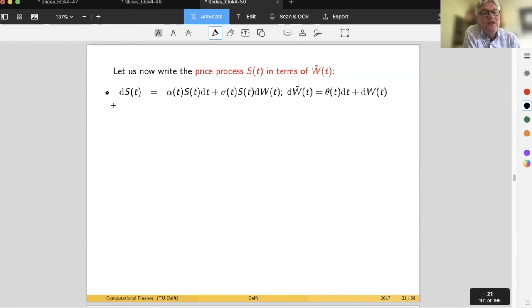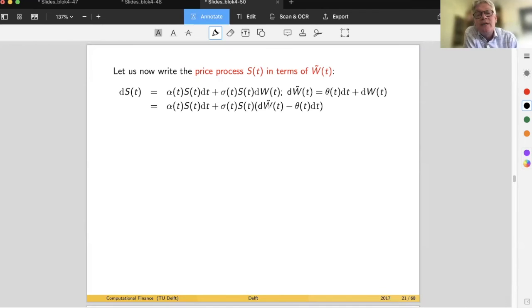So we use the differential dS_t is alpha_t S_t dt plus sigma_t S_t dW_t, and we have our new Brownian motion dW tilde_t is theta_t dt plus dW_t. Well, from this one we get an expression for dW_t being dW tilde_t minus theta_t dt, right? So this one goes to the left-hand side, and then we can substitute it into this expression, giving us alpha_t S_t dt plus sigma_t S_t times (dW tilde_t minus theta_t dt).